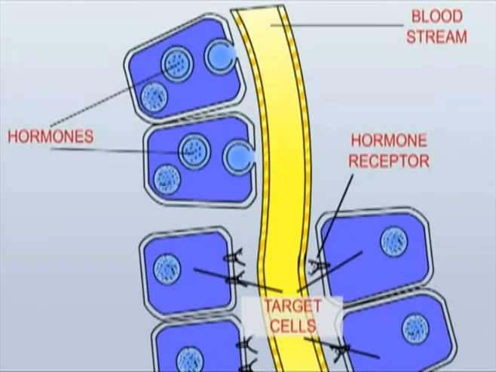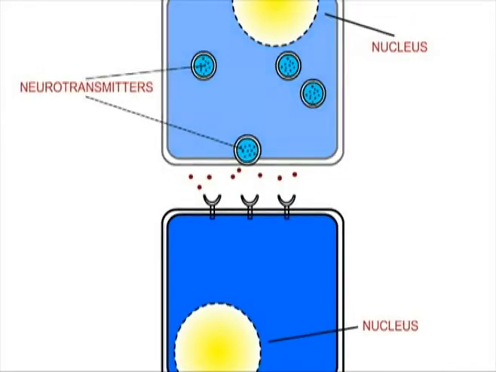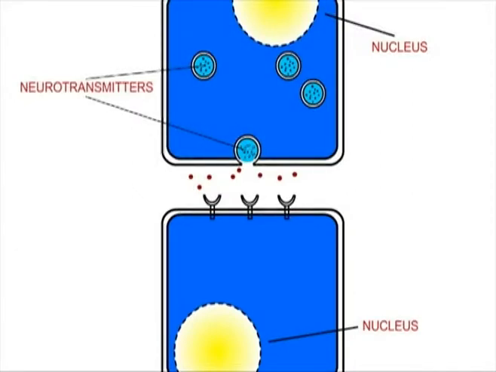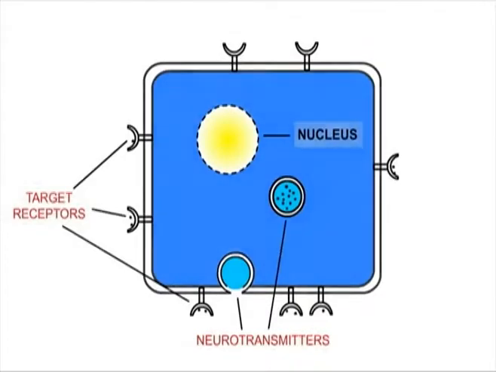The paracrine signaling process involves cells that release their neurotransmitters to adjacent cells through diffusion. Cells in the autocrine signaling process release their neurotransmitters to act on themselves.